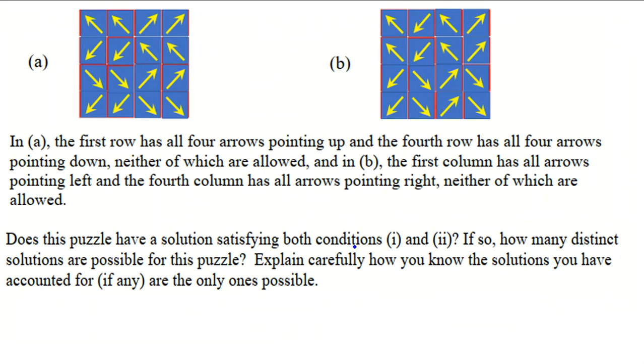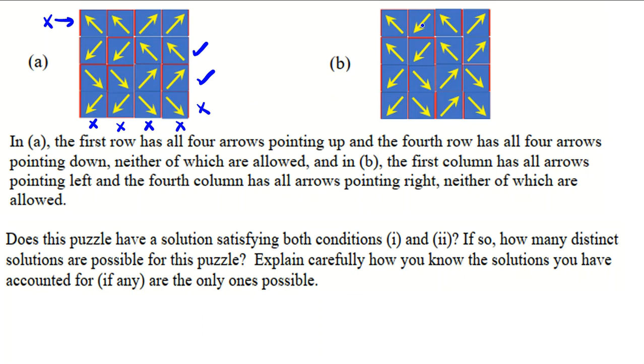Okay, so let's see. Here, let's consider the rows. This row is bad because 4 up. This row is good, this row is good, and this row is bad. Now the columns. This column has 3 left, 1 right, so it is bad because it must have 2 left, 2 right. Again, this column is also bad: right, right, left, right, 3 right. This column is also bad. Right, right, right, right, this column is bad.